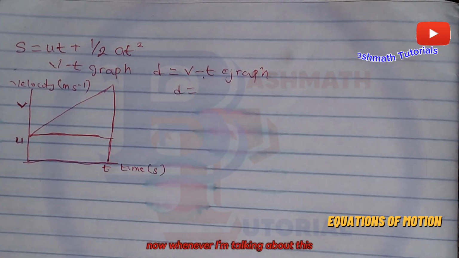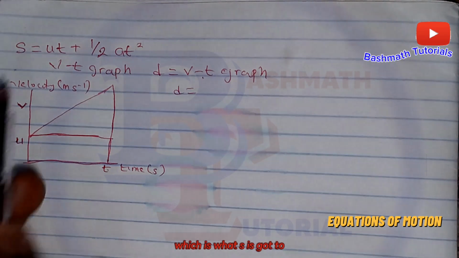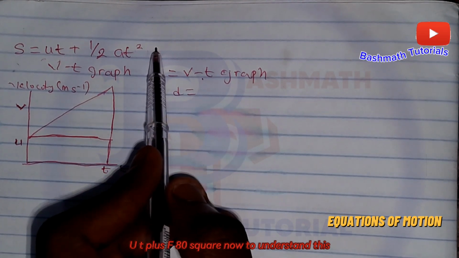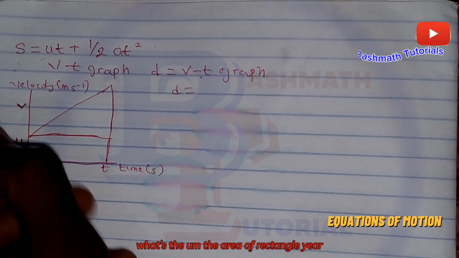Now, whenever I'm talking about this, that is, displacement is equal to the area under the velocity-time graph. That's what we want to derive for this second equation, which is s equals ut plus half at squared. Now to understand this, let's get the area of a rectangle here.